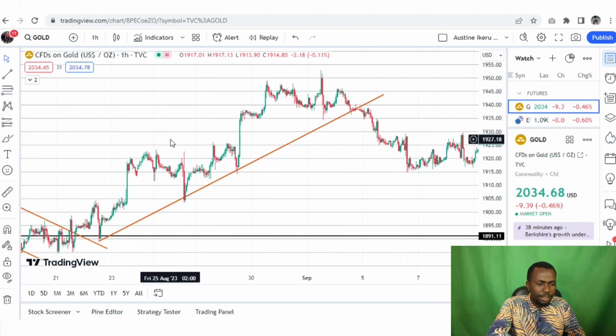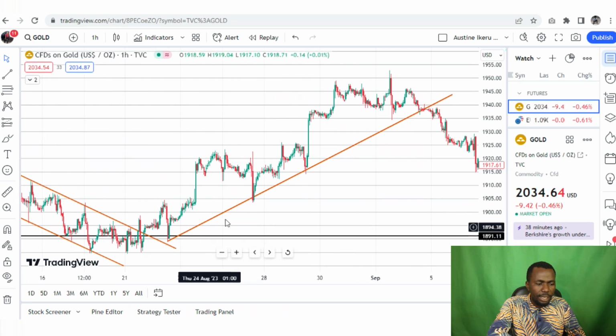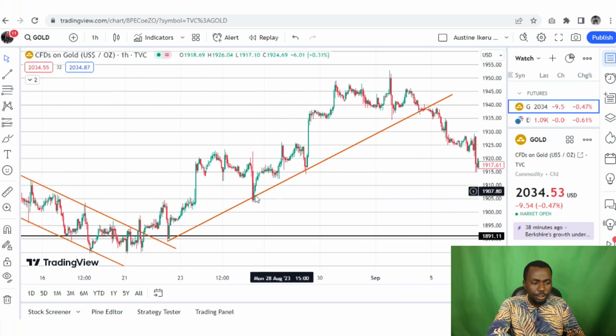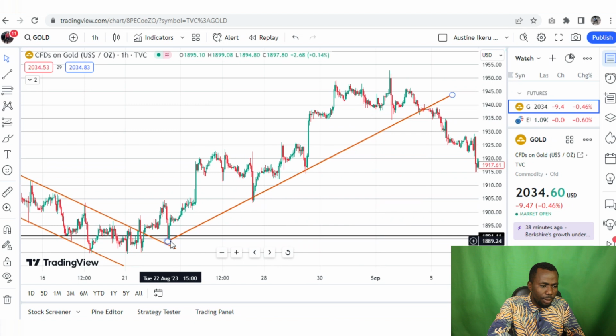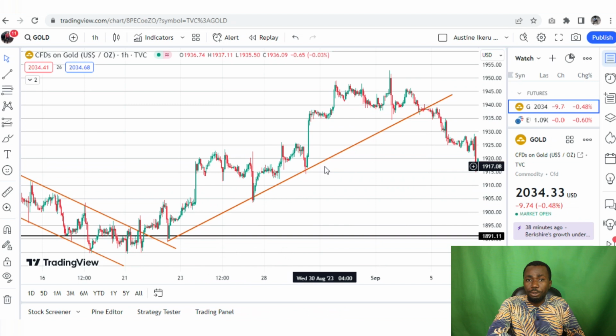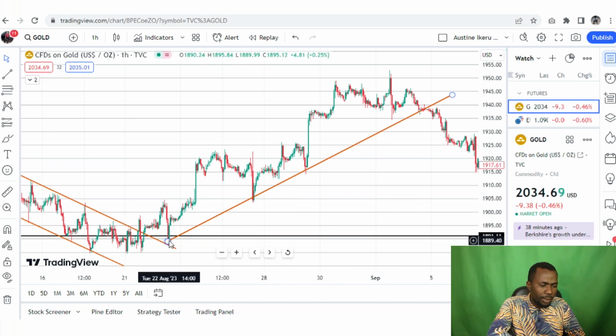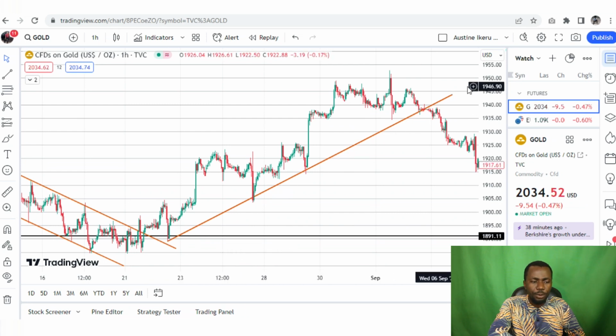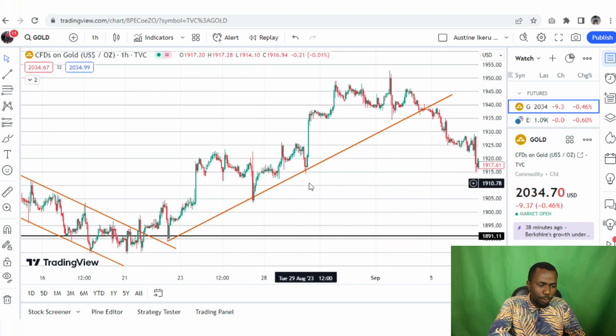If you want to catch this move too, what you have to do is connect the lows and wait for the third touch. You have connected the first swing low alongside the second swing low. Now you are waiting for the third touch. Once the third touch happens, you take your trade. This is the third touch. You connect it, extend it to the future, and wait for the third touch. So this is where you simply place your buy trade, and your stop loss should be below the trend line.